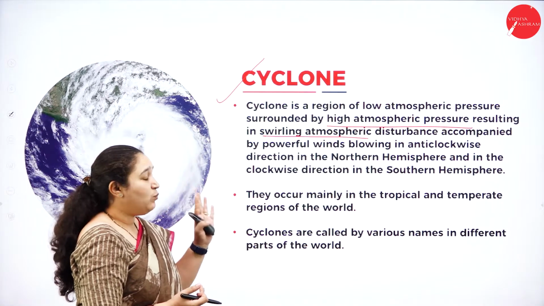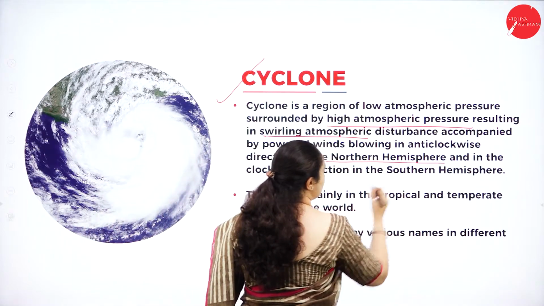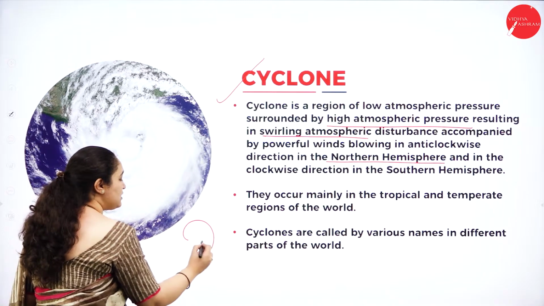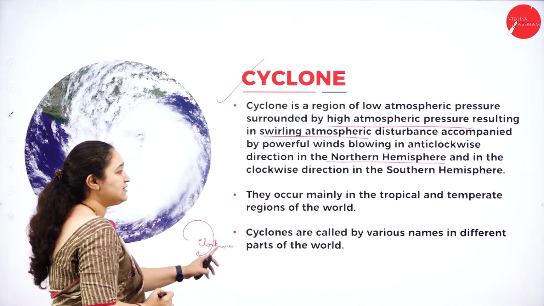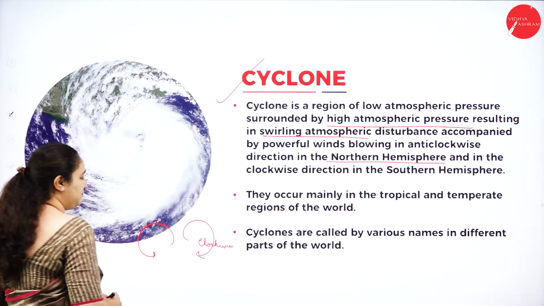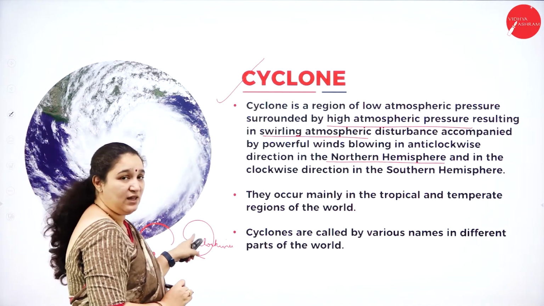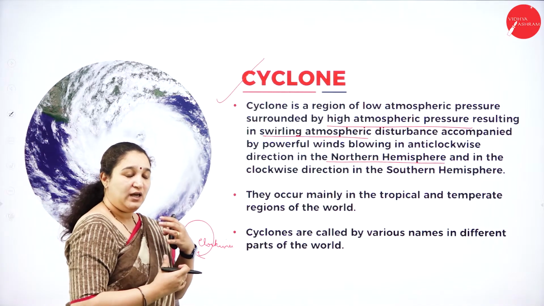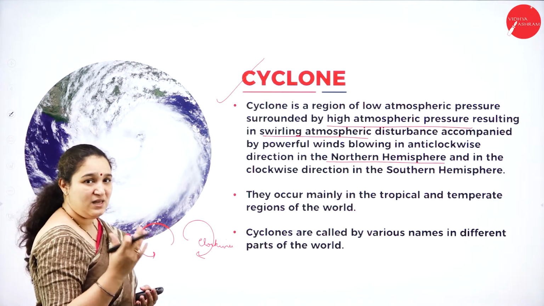Okay. Here the wind is blowing anti-clockwise in the northern hemisphere. Anti-clockwise means what? See, when it moves in this direction, it is clockwise. Okay. And this happens in the southern hemisphere. Anti-clockwise is in this direction. So the wind blows anti-clockwise in the northern hemisphere and clockwise in the southern hemisphere. Along with the low and high atmospheric pressure, the swirling disturbance which is caused, we call the cyclone.